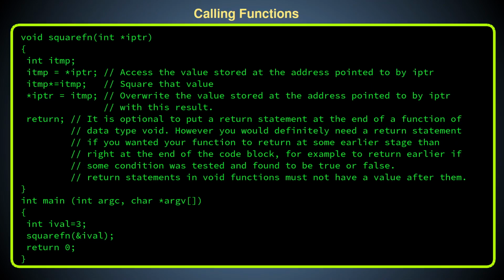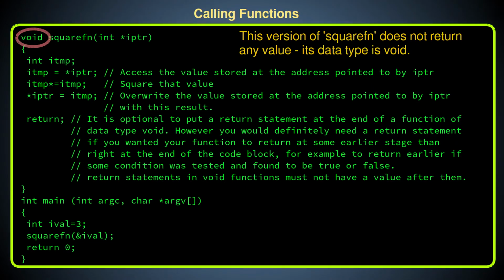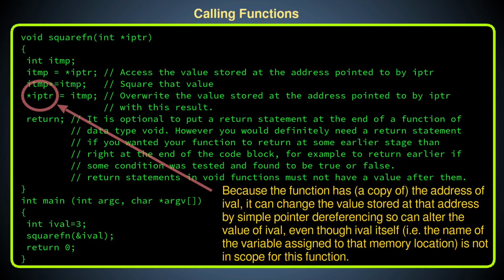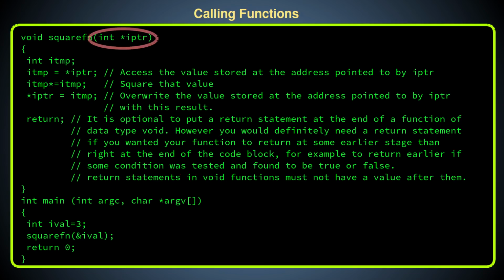If you want a function to actually alter some variable that is not local to the function, then you must pass the address of the value you want changed, as in this example. In this example, the function makes a copy of the address of your local variable ival and stores this address in a pointer variable, which is its argument. It then accesses and changes the indirect value of that pointer to change the value of your original variable ival. Because this function does not need to return a value, it has a data type of void. Note that its argument is of data type pointer to int.